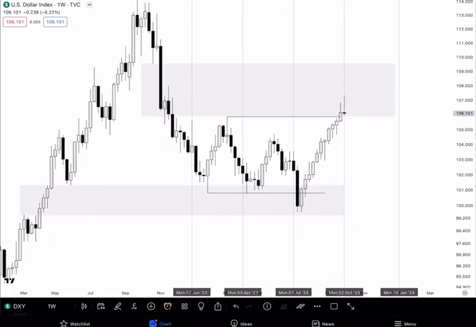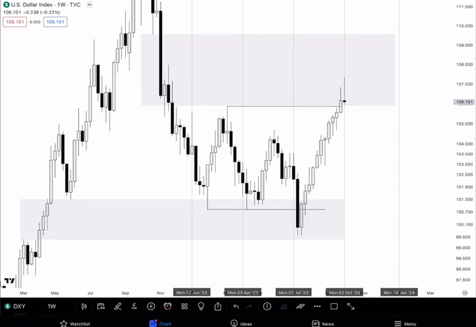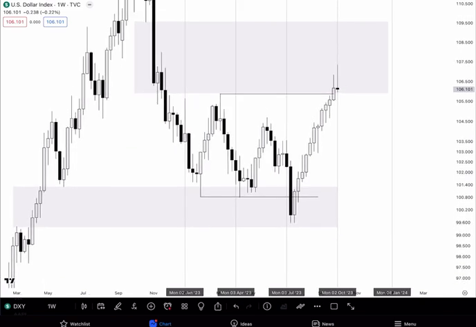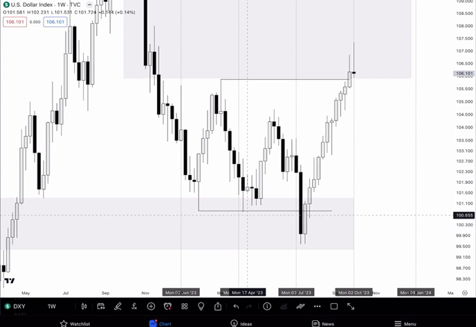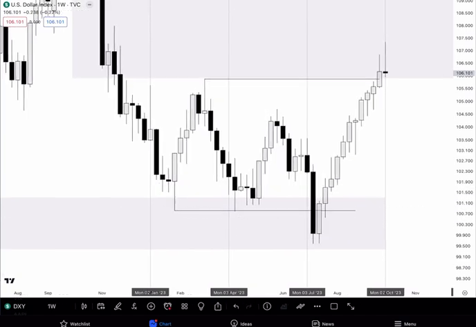So we wait for the accumulation. Now it did manipulate over here, right? This would have faked a lot of people out, and it did, which is, was this really enough? Was this enough of a manipulation?